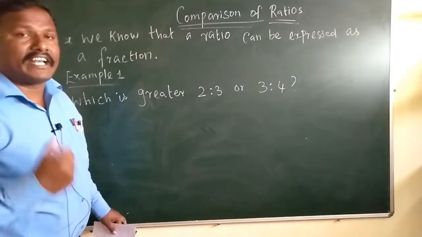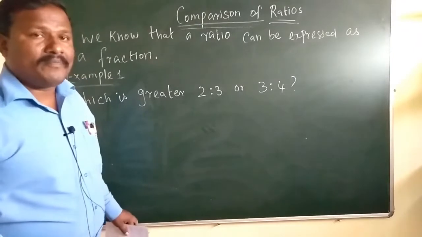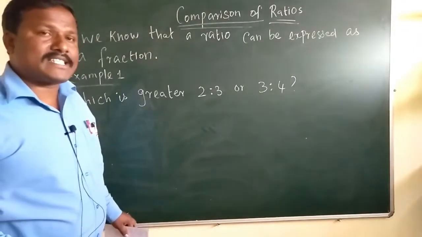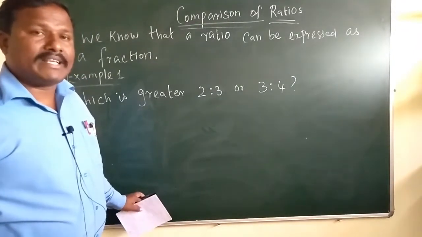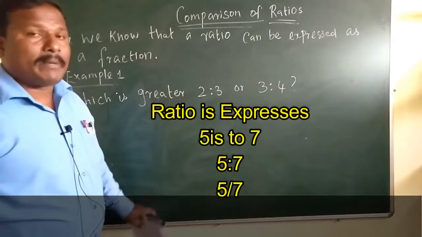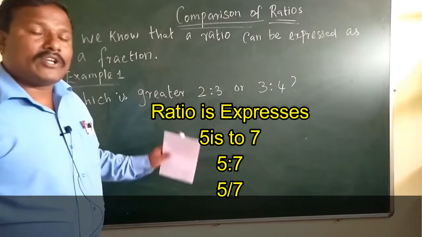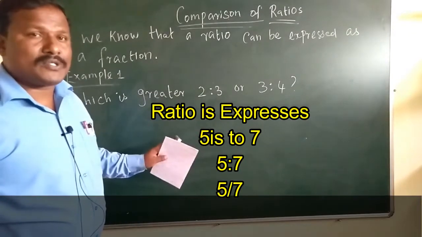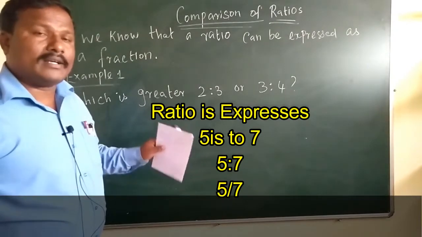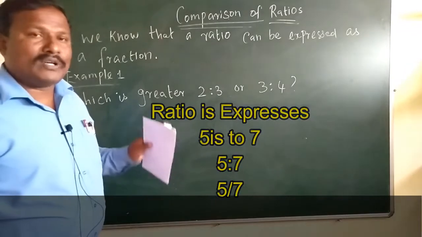In the previous video we discussed the ratio. I told you how to express it as a ratio. There are three ways we can express it. I told you some examples: 5:7, 5 to 7, 5/7. These three ways we can express a ratio. We also talked about some word problems, how to solve ratio word problems. I hope you understand that.